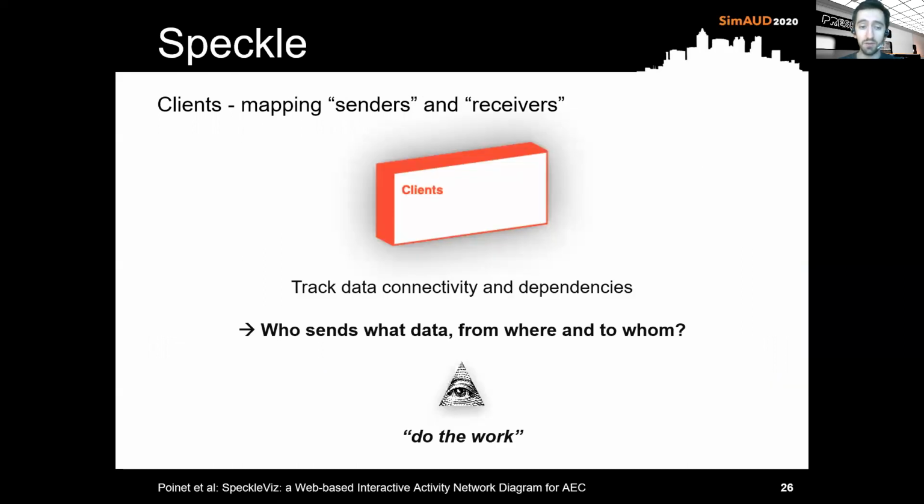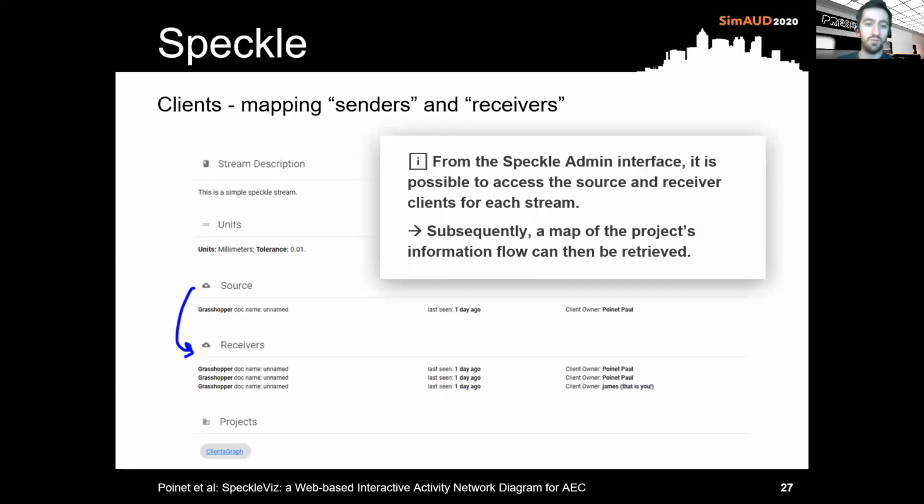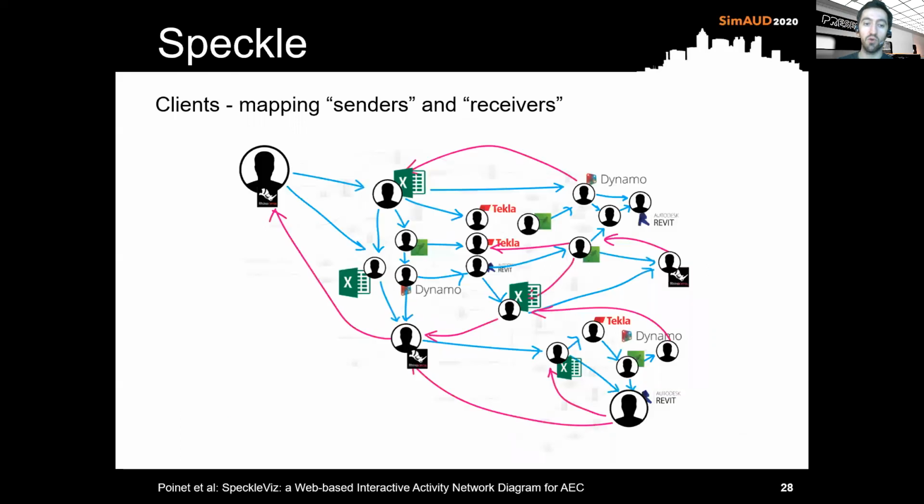Speckle has clients, which allow you to track data connectivity and dependencies: who sends what data from where and to whom. From the SpeckleAdmin interface, it is possible to access the source and receiver clients of each stream. So subsequently, a map of the project's information flow can be retrieved.